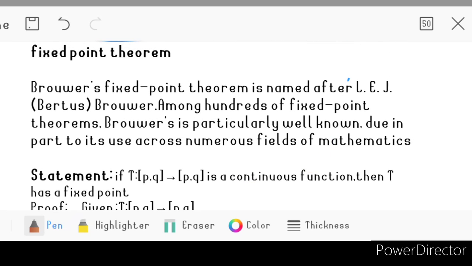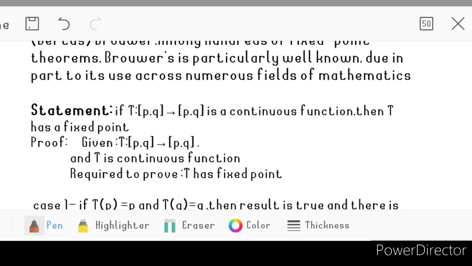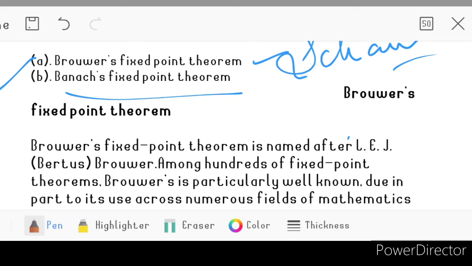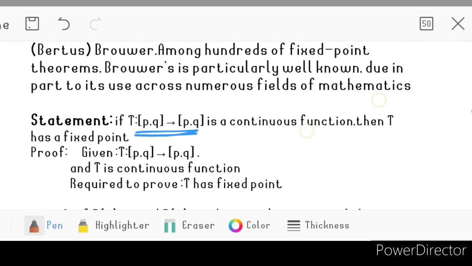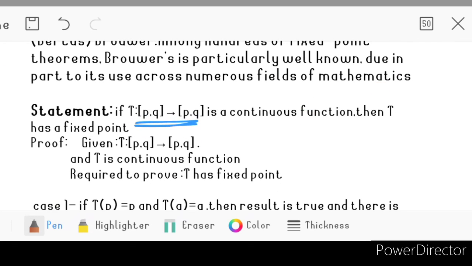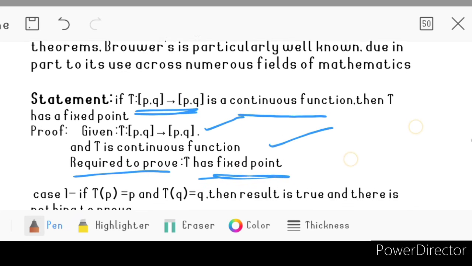In Brouwer's fixed point theorem, the statement says that we have a mapping T, a self mapping from PQ to PQ, and it is a continuous function. Then it says that if we have a continuous function, then that continuous function will have a fixed point. So given that T is a continuous function, what is required to prove is that this T has a fixed point.